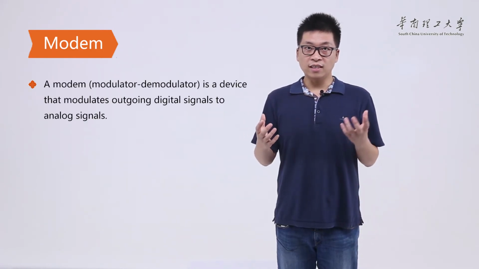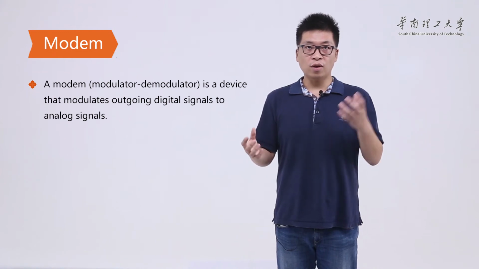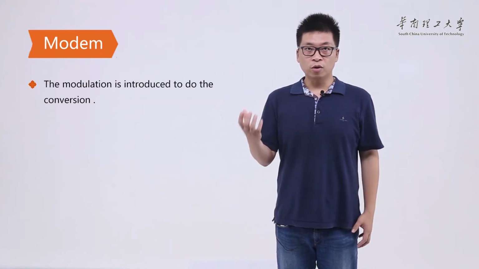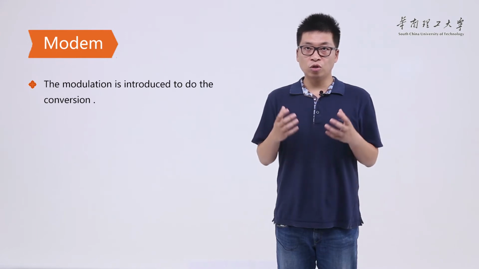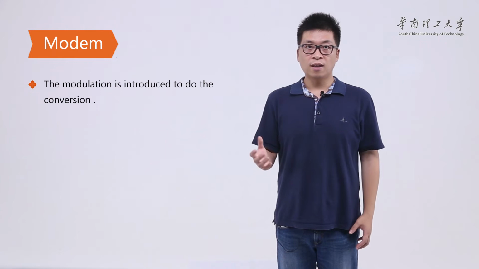Modem is a combination of modulator and demodulator. A modem is a device that modulates outgoing digital signals to analog signal. The modulation is introduced to do the conversion. There are three modulation approaches.